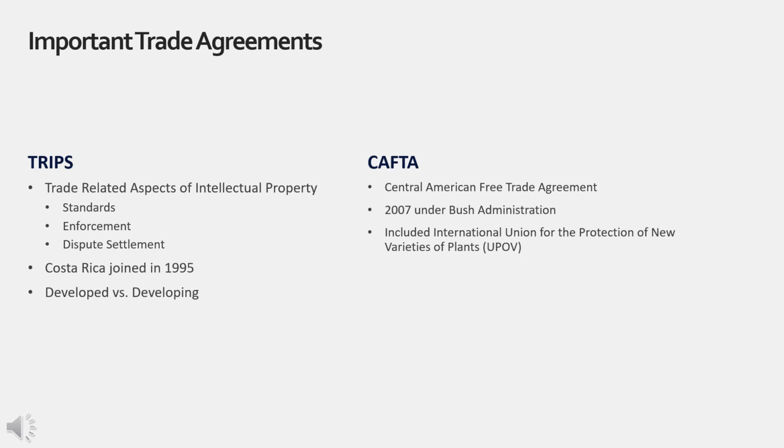Joining CAFTA also meant joining the International Union for the Protection of New Varieties of Plants, or UPOV. UPOV allowed for seeds and living organisms to be patented, and it introduced both farmers' and breeders' rights. The contrast between farmers' and breeders' rights is an attempt to commodify biodiversity.